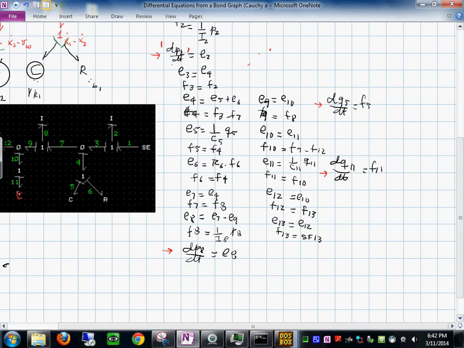Like in this case, dp1 dt equals e sub 3. This is e sub 4. And then e4 is e5 plus e sub 6. I'm just substituting what we had in there until we get the equations in terms of the state variables and the inputs. So this would be 1 over c sub 5, q sub 5. I cannot go any further.